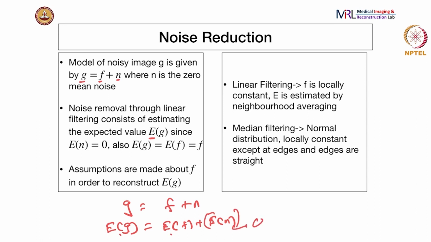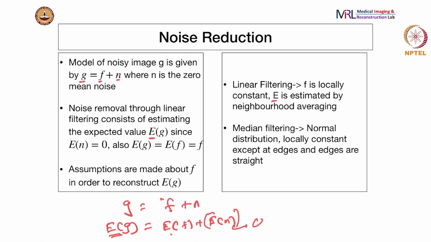So how do we do this expectation of G? We make some assumptions about F. F is locally constant or smooth. Locally constant is better. In which case the expectation is estimated by neighborhood averaging.